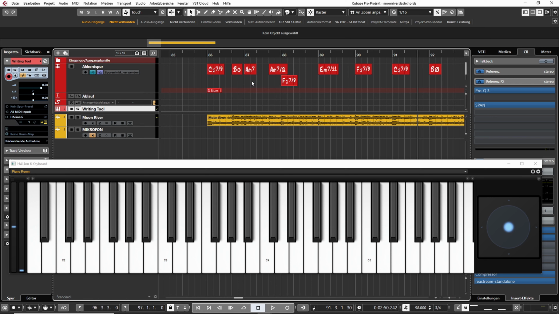So C major 7, in this case with the ninth extension, this here is a very classic chord when you're talking about jazz. And then you have a passing chord in this case, which is B fully diminished.